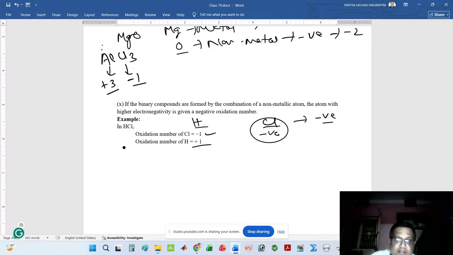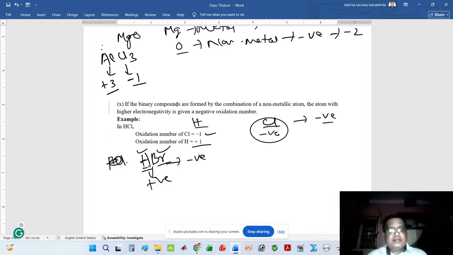Let me explain another example. Take another non-metal compound, HBr, a simple example like HCl. Here hydrogen is a non-metal, and bromine is also a non-metal. In the case of HBr, both hydrogen and bromine are non-metals, but bromine is highly electronegative as compared to hydrogen. So here bromine carries the negative oxidation state and hydrogen carries the positive oxidation state.